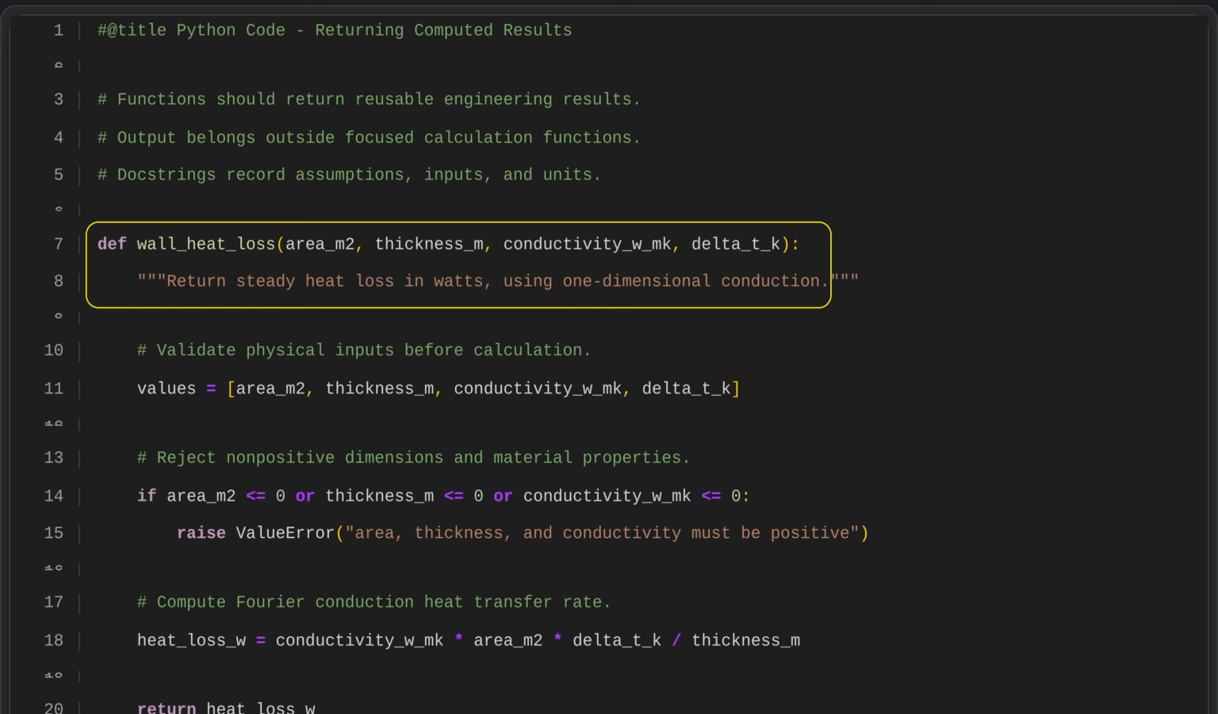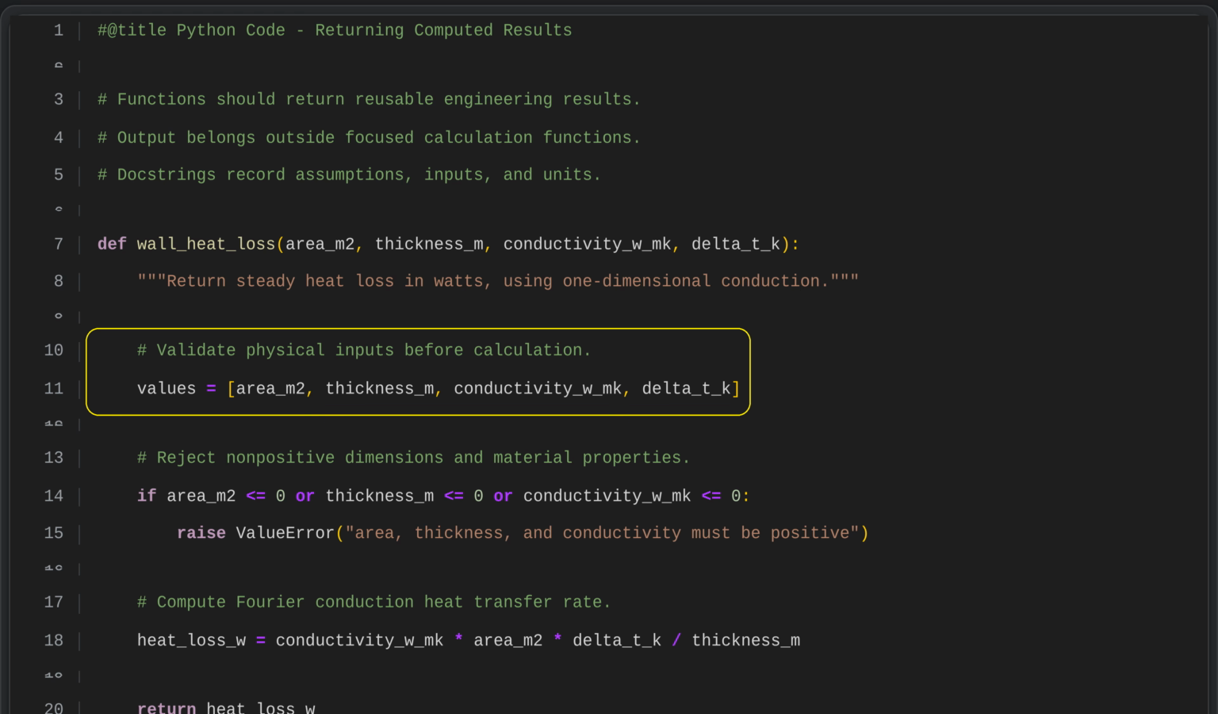The wall heat loss function calculates steady one-dimensional heat loss through a wall in watts. It uses the wall area, thickness, material thermal conductivity, and temperature difference across the wall to compute the result. This makes the heat loss calculation reusable in other analyses.